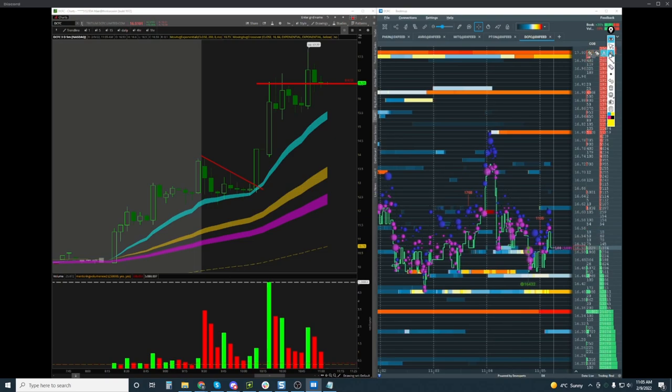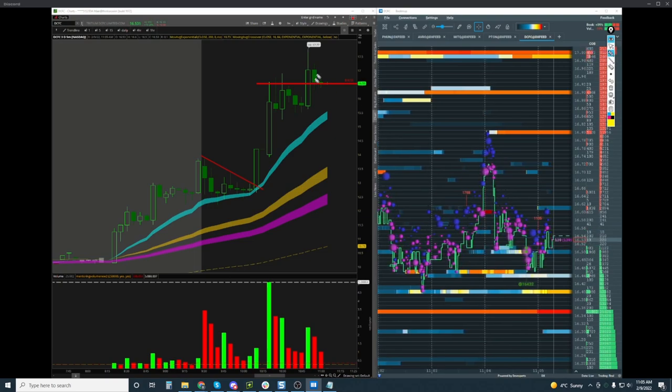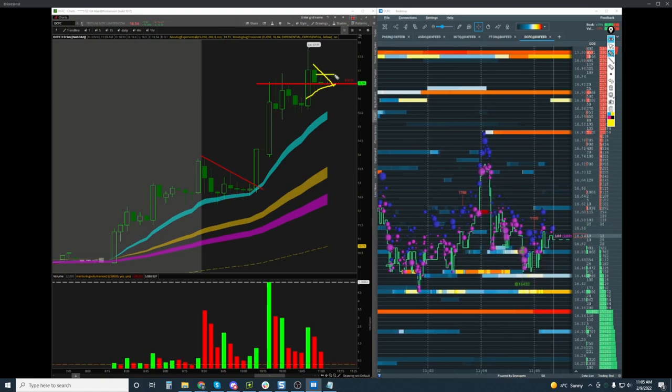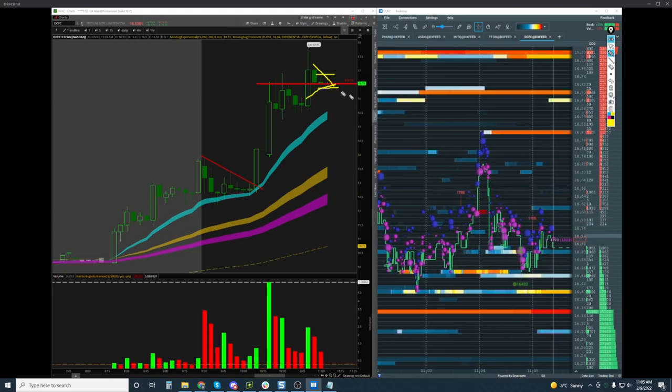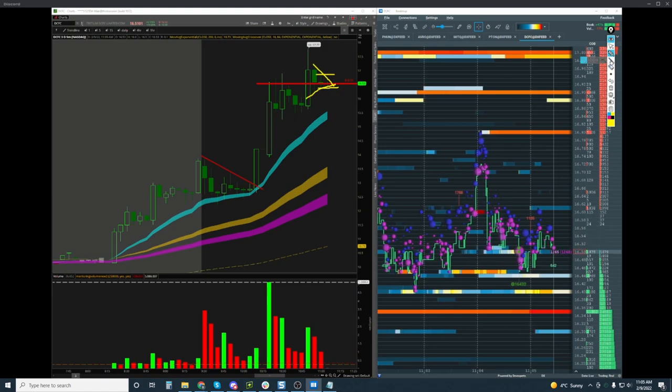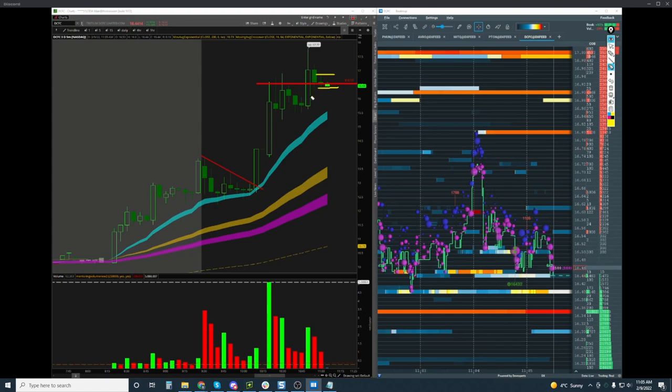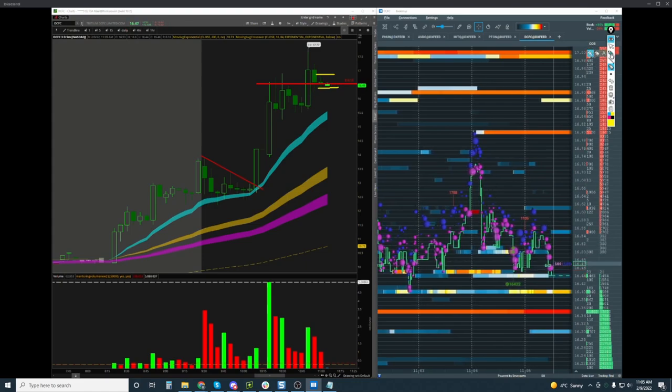It's getting very tight over here. So the move is going to be above this level or below this level. Definitely. Look for those two levels over there, traders.